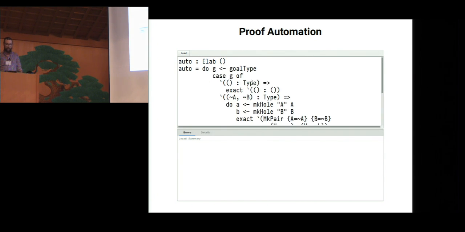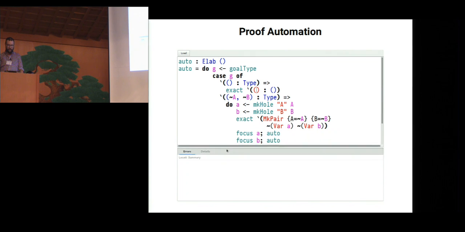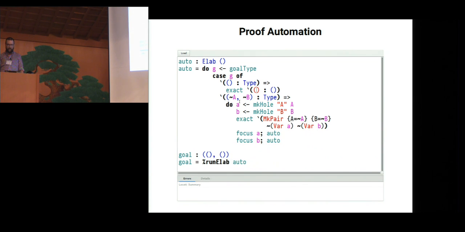Luckily, because we're in Elab, we have access to more interesting effects, and we can look up what our goal type is. So if the goal type, then, is the unit type, we do just as we did on the previous slide. However, if the goal type is a product, then we can first make a new hole corresponding to each projection of the product, of the constructor for the product, and then fill in that constructor with references to these holes. So here, tilde is an anti-quotation operator. We then focus on the hole A and use auto recursively, and focus on the hole B and use auto recursively. And now we can fill out goals like a pair of units or nested pairs of units.